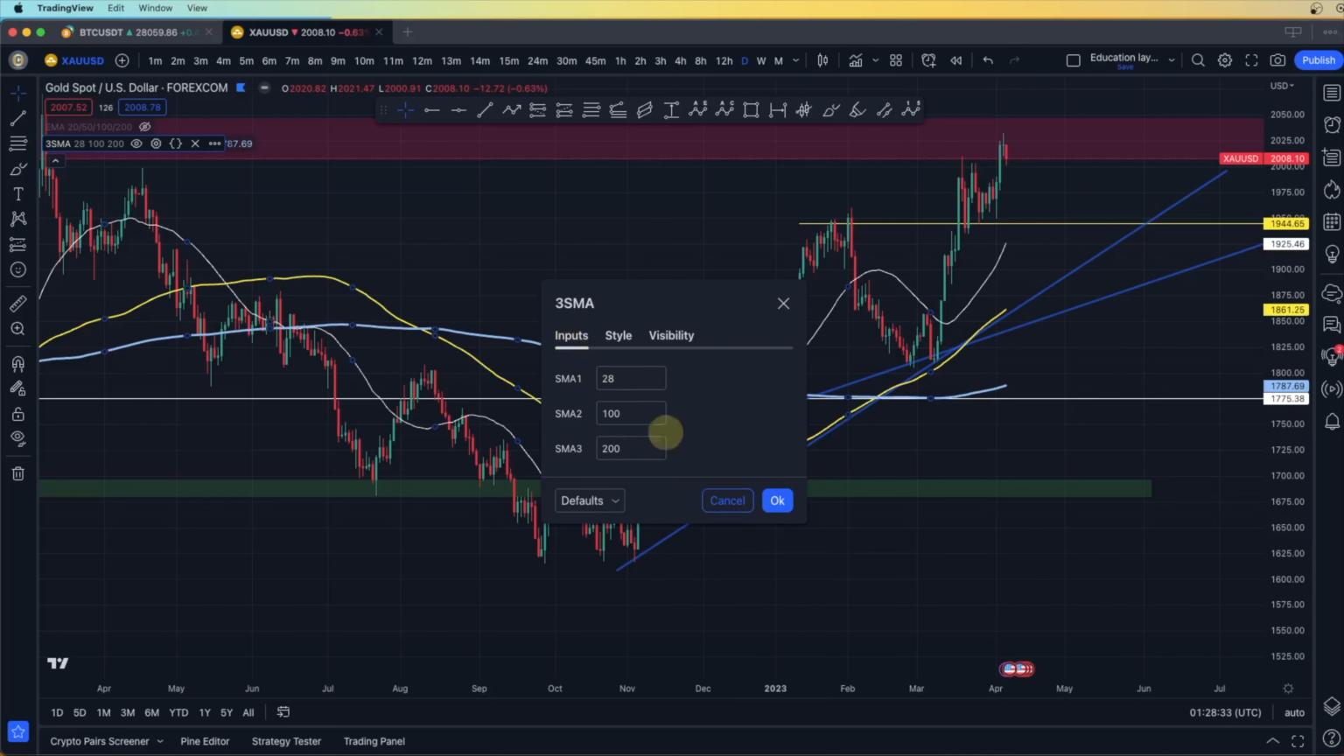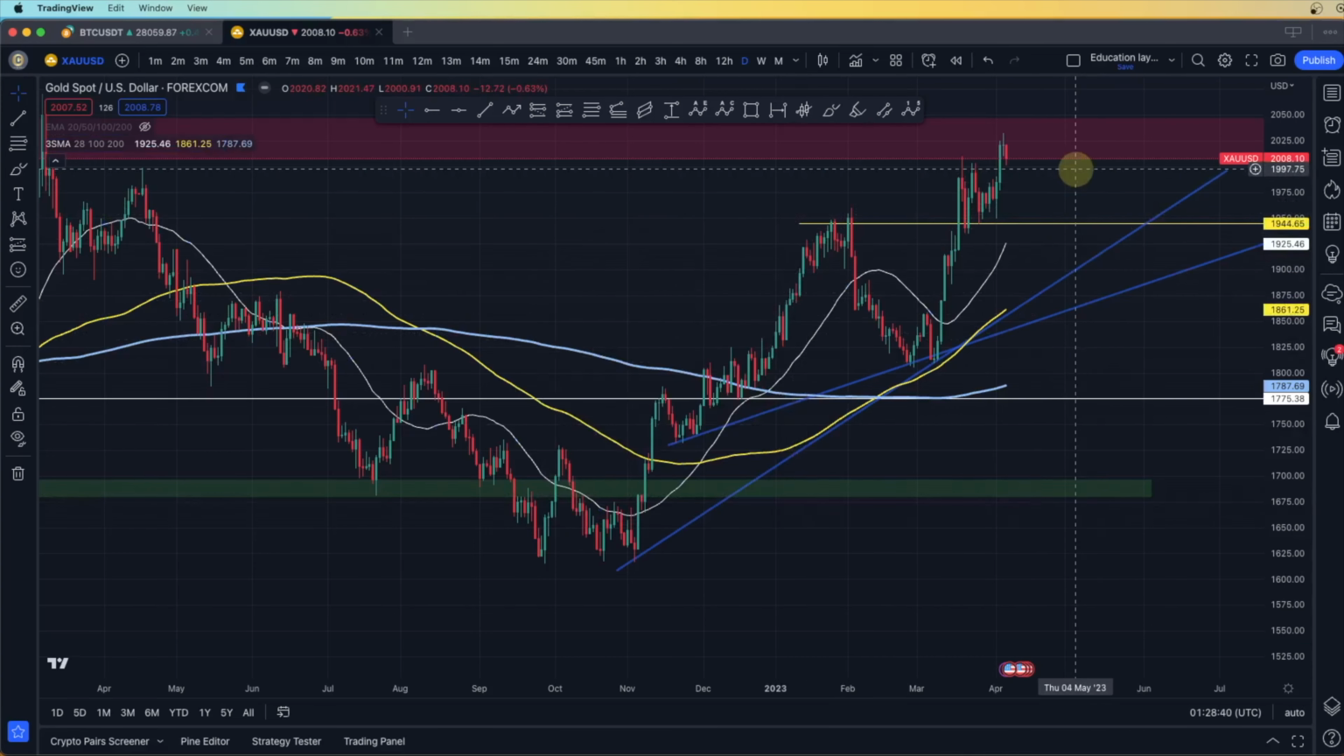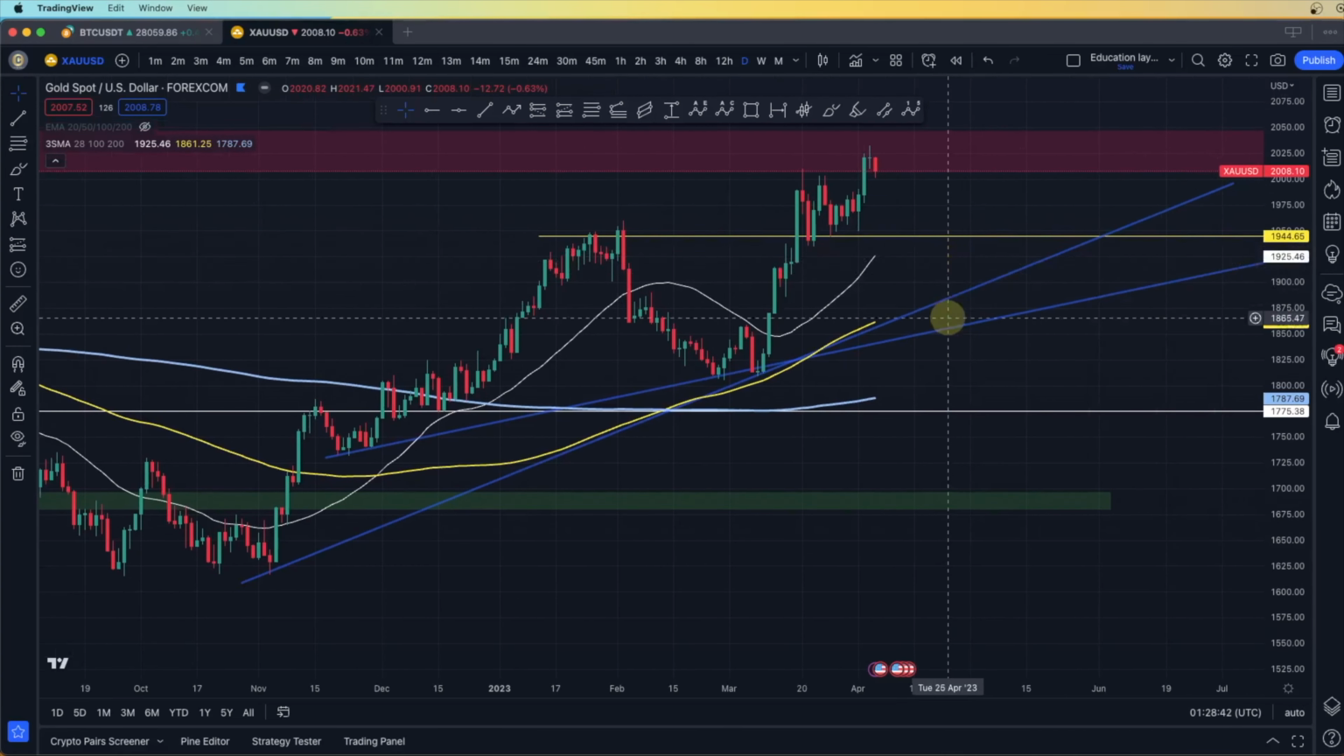bigger. I have three moving SMAs on my chart: 28, 100, and 200. It's really important to identify the trade for the long and short setup.